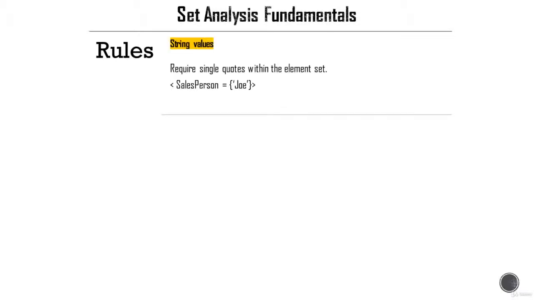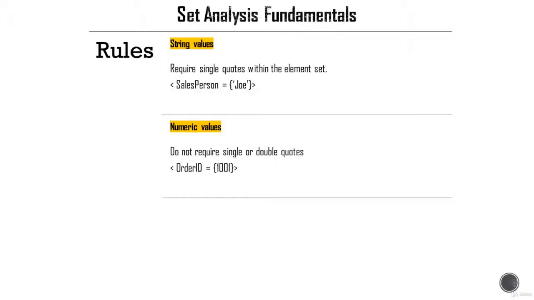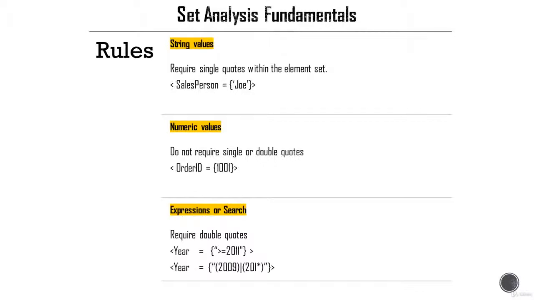So let's go over some rules to reinforce what we learned. Within the set modifier, you can use a string value, and a string value requires a single quote. Numeric values do not require any quote. So for example, order ID equal 1001. Of course, the element set within the modifier requires curly braces. And the expression search always requires double quotes. So the first example shows year is greater than or equal to 2011. So it will include 2011 through 2018. And you can also use a pipe, which is an OR operator. So it says 2009 or 2001, 2010, 11, all the way to 18. So again, a string requires single quote, a numeric value doesn't require any quote, and a search requires double quotes.